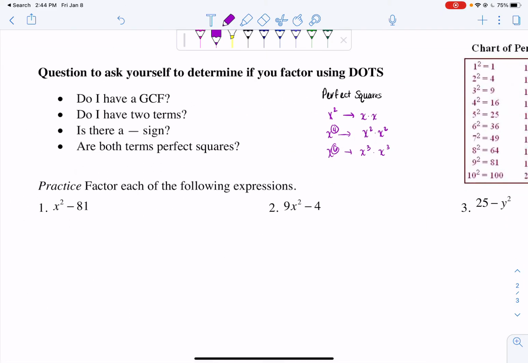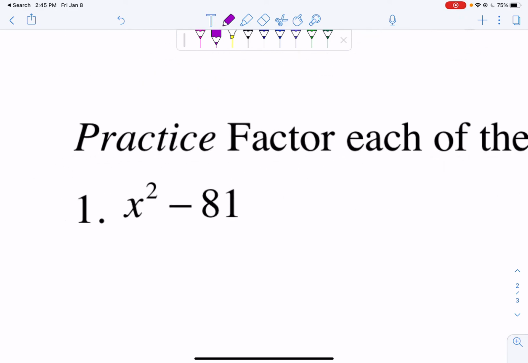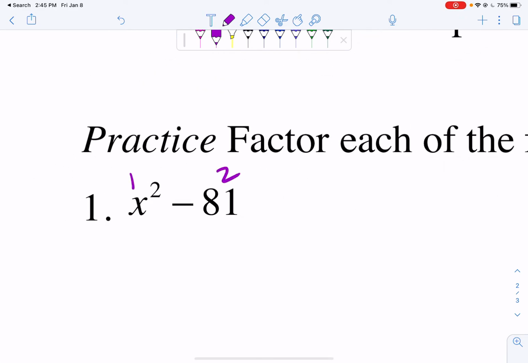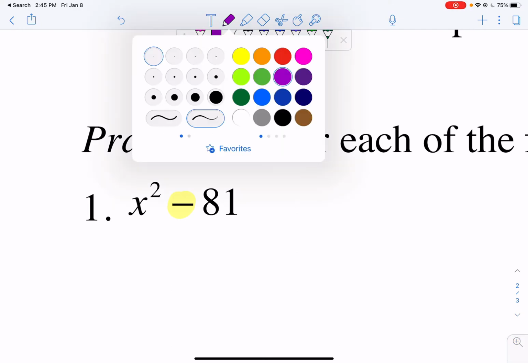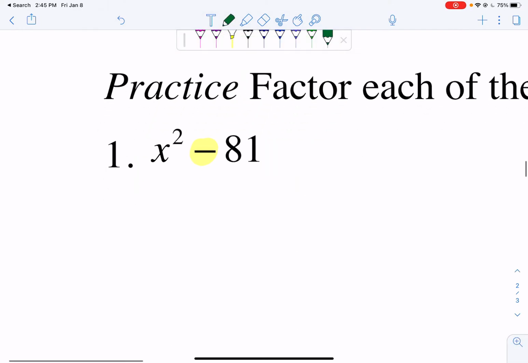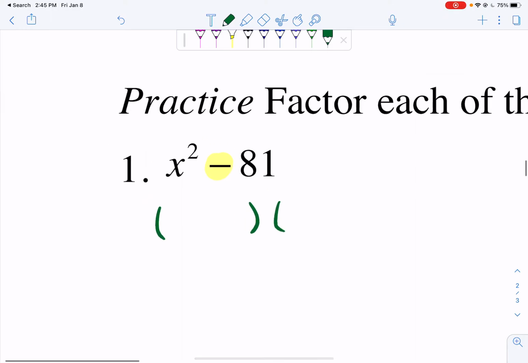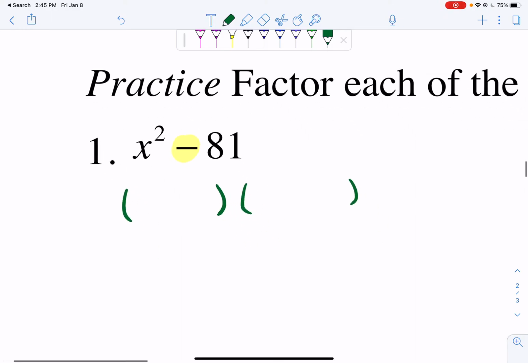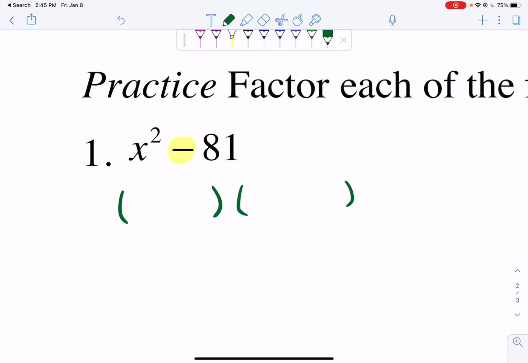So factor each of the following expressions. If I look, I have 2 terms, term 1, term 2. You don't need to write 1 and 2. It's sort of annoying and redundant. Do I have a minus? Yes, I do. Let's do difference of 2 squares. Well, here's how I approach. Whenever I have difference of 2 squares factoring, I just do my 2 parentheses right there and there. And I break them apart. I break apart each term and put them in.